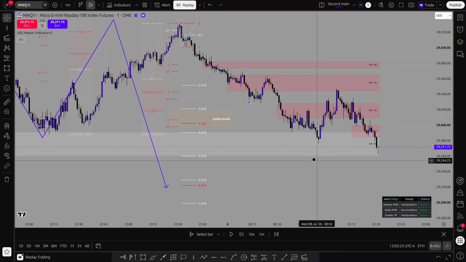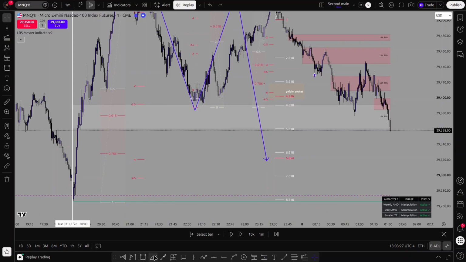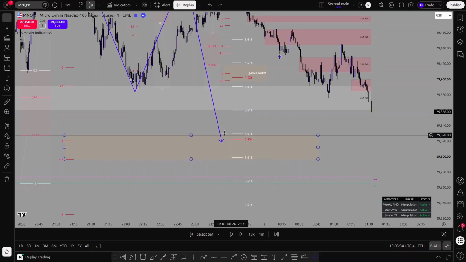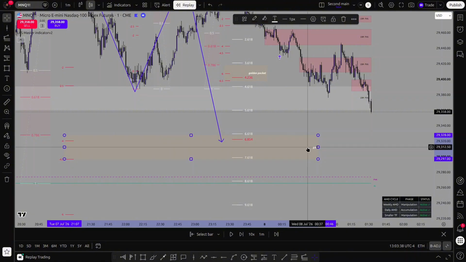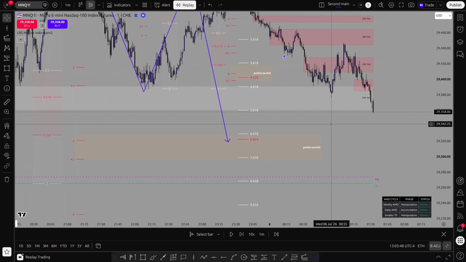That golden pocket seems weak. That golden pocket didn't hold. Where's my next golden pocket? My next golden pocket's right here. These levels are near each other. That's a preference of golden pocket for me. Golden pocket. Equilibrium level 0.786, 4, 6.854 align with each other.